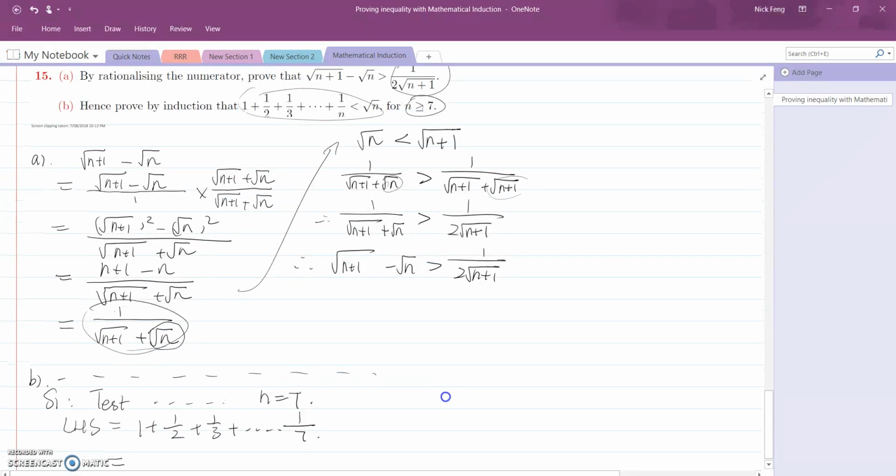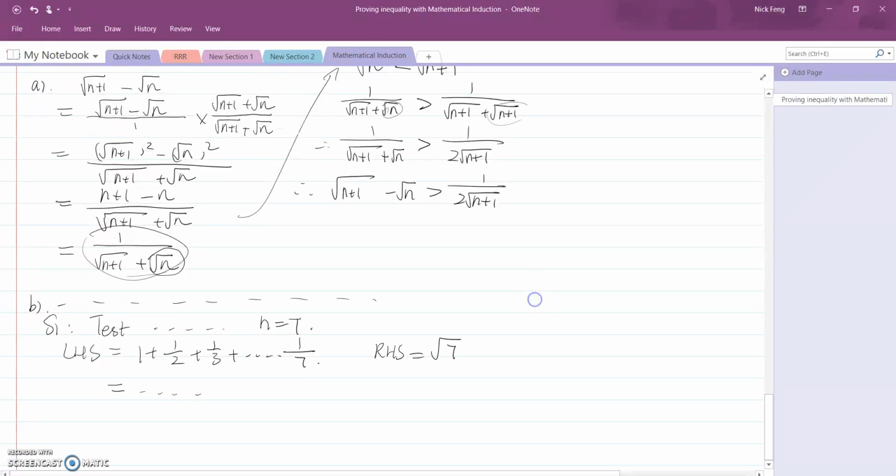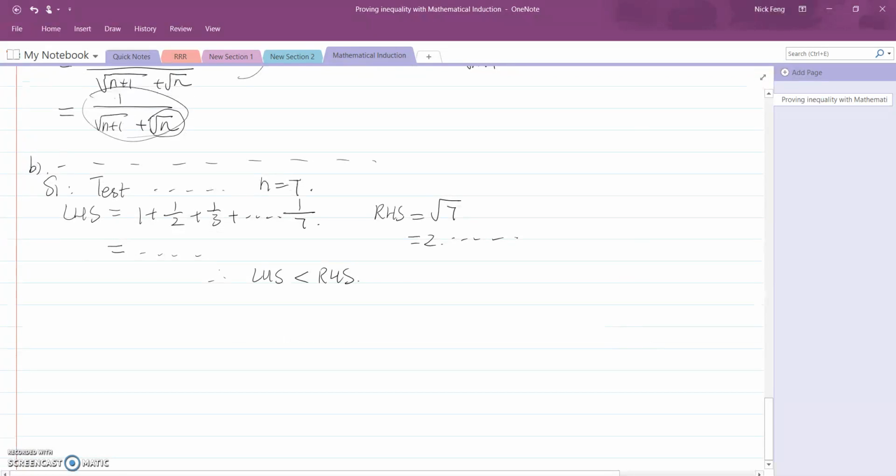And that number, I don't know what that is. And right-hand side is equal to root 7, and root 7 is roughly 2 point something. And therefore, left-hand side is less than right-hand side. Somehow. Put it in a calculator. I don't have a calculator now.